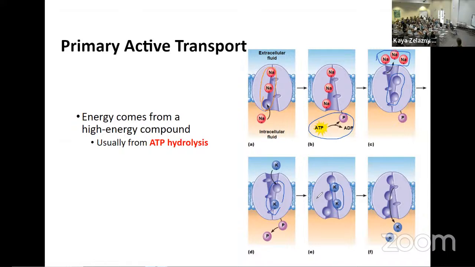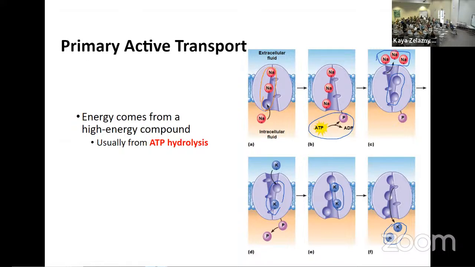Potassium binding sites are now facing the inside of the cell. And this brings potassium into the cell, increasing potassium concentration inside the cell. So this is the full cycle for our sodium potassium pump. This is cool because it has an effect on concentrations of sodium and potassium.